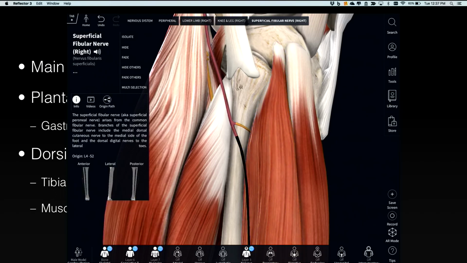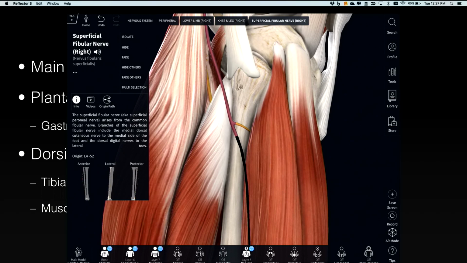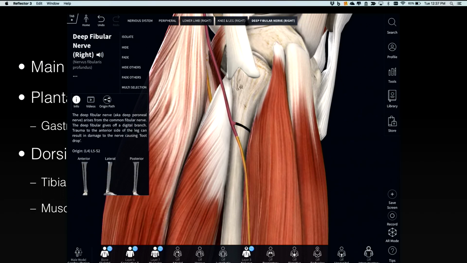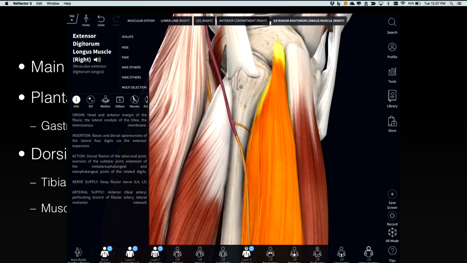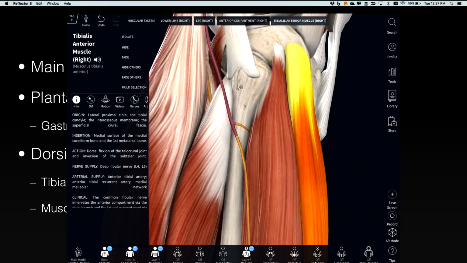If the common fibular or the deep fibular branch are damaged, both of these muscles in the anterior compartment won't be functional. If it's completely severed, they won't be functional. If it's somewhat damaged, you can't contract them forcefully. But if there's damage, they don't work as well. So foot drops.